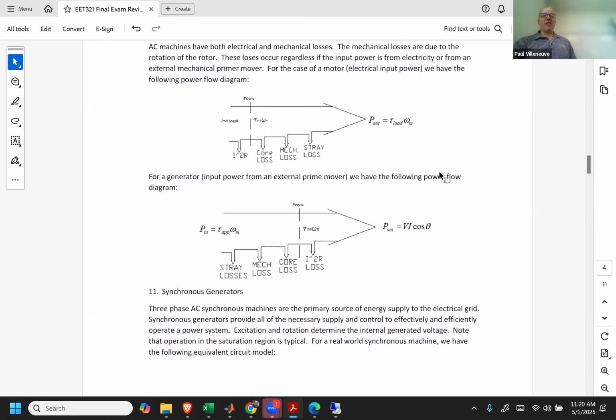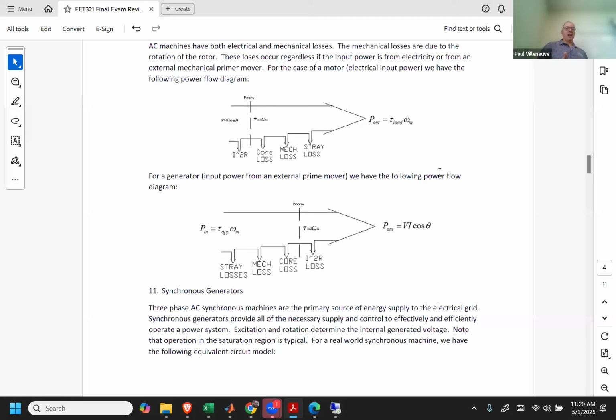And then you can see the different chunks getting lost. There's some I²R losses. There's some core losses. Then we get into mechanical losses and stray losses. And all of those are the same. It doesn't matter if it's a motor or a generator, because that AC machine is exactly the same, whether it's a motor or a generator. It just depends on the power coming in. So you have all those losses. It's just where they occur.